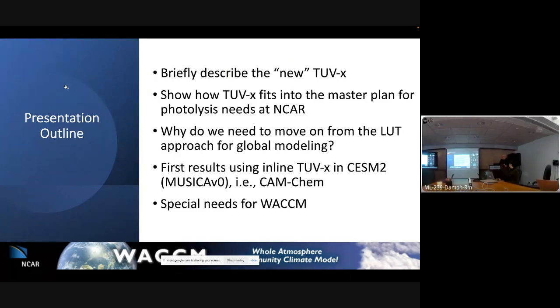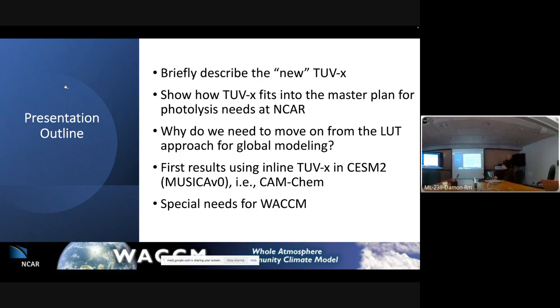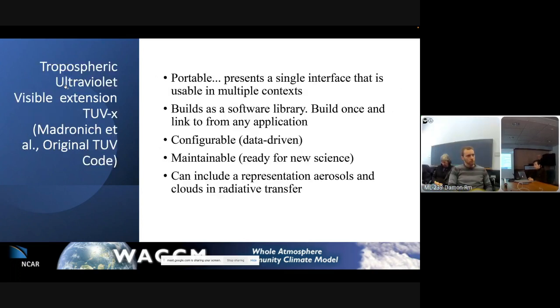What I'm going to briefly talk about today is, I'll describe TUVX a little bit. I'll show how it fits into the master and not just inline photolysis into our global models, and why we need to move on from the lookup table approach we've been using for quite a while. Then I'll show some first results comparing photolysis rates of TUVX inline in CESM2 versus the lookup table, and then talk briefly about our special needs for WACCM.